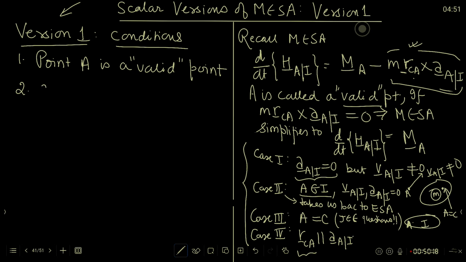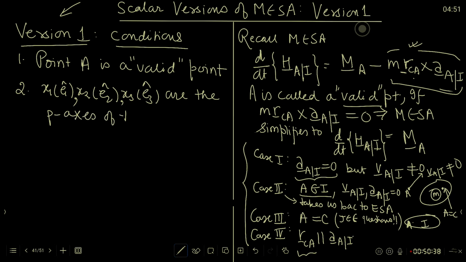The 3-axis of the working coordinate system, x1 e1, x2 e2 and x3 e3, are the p-axis of the RB at point A. We know that already. And if you don't know it, you go and find out the p-axis. Once you know the p-axis, then you make those p-axis the 3-axis of your coordinate system, and then you will be able to apply version 1.